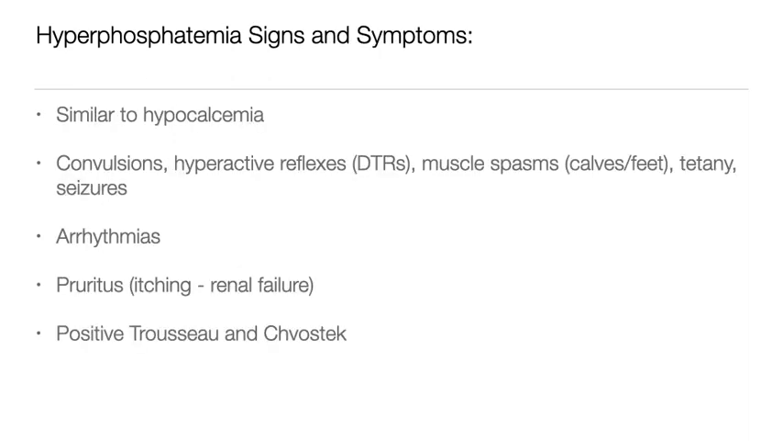Some signs and symptoms of hyperphosphatemia, they're similar to hypocalcemia. So you're going to have convulsions, maybe seizures, hyperactive DTRs, muscle spasms, tetany, seizures, arrhythmias. You might have itching upon urination, and also you might have that positive Trousseau and Chvostek's sign.